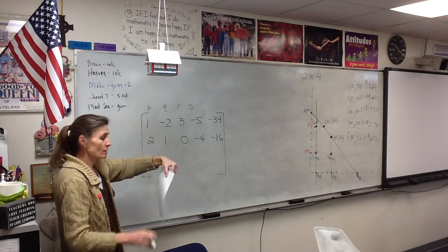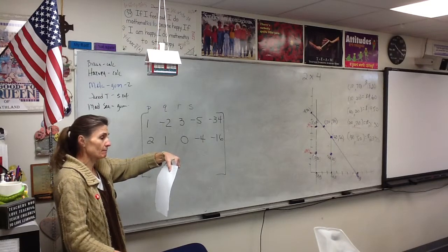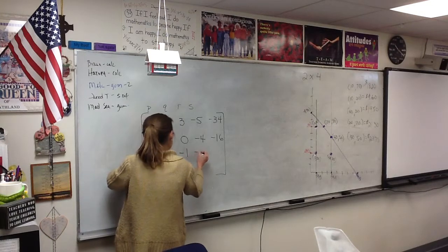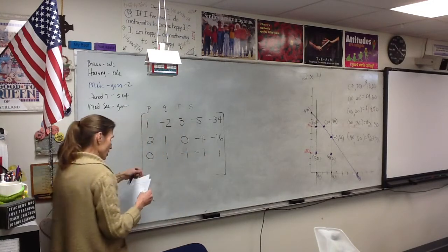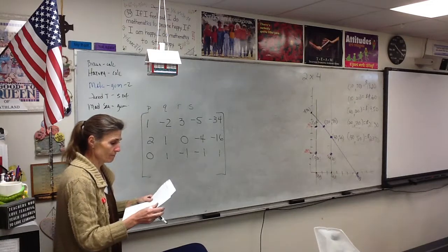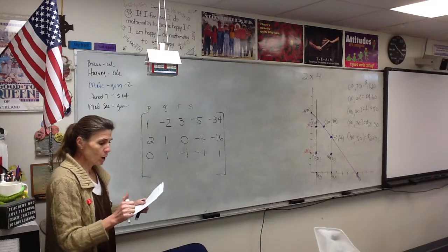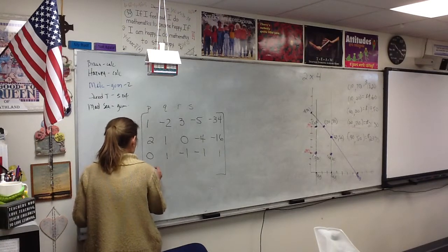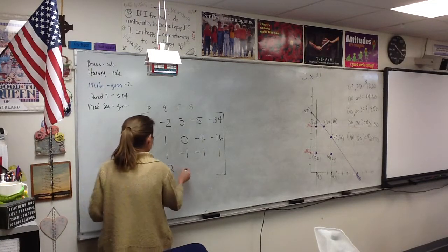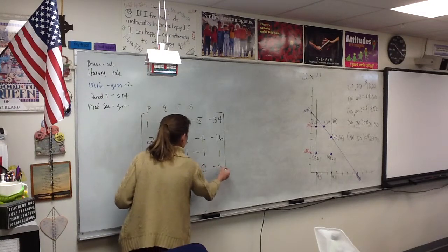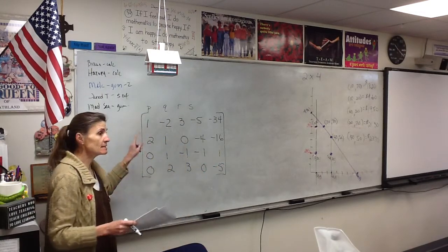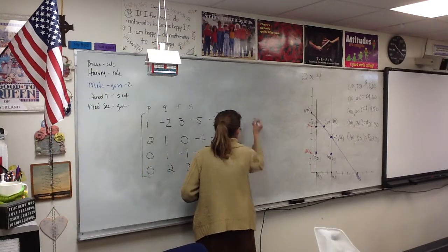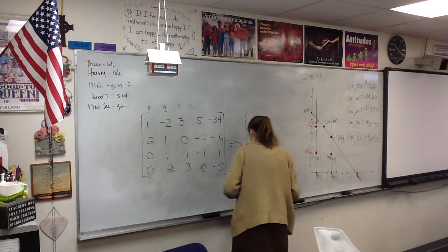All right, look at the next one. Something's missing again. What's missing? P. No P. So 0, 1, -1, -1, 1. Look at the bottom one. We're missing R's and P's and S's. So we have no P's, 2 Q's, 3 R's, no S's, and -5. This is the matrix you write down on your paper and you put into the calculator.